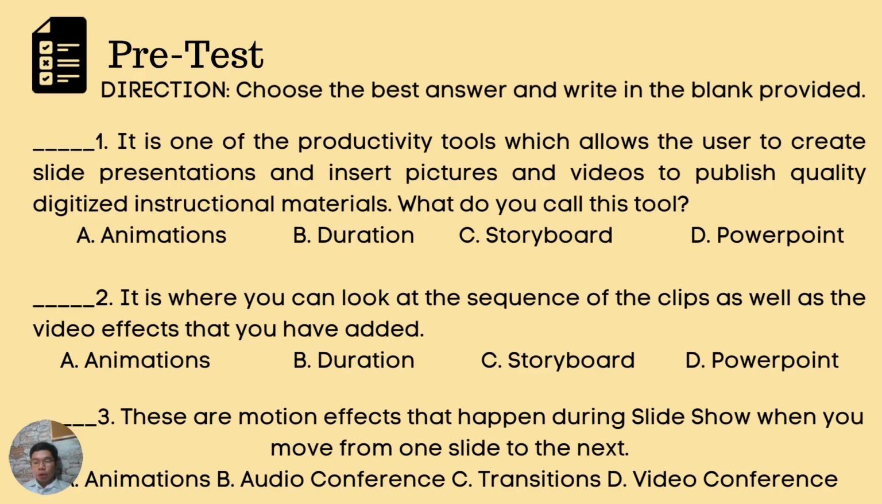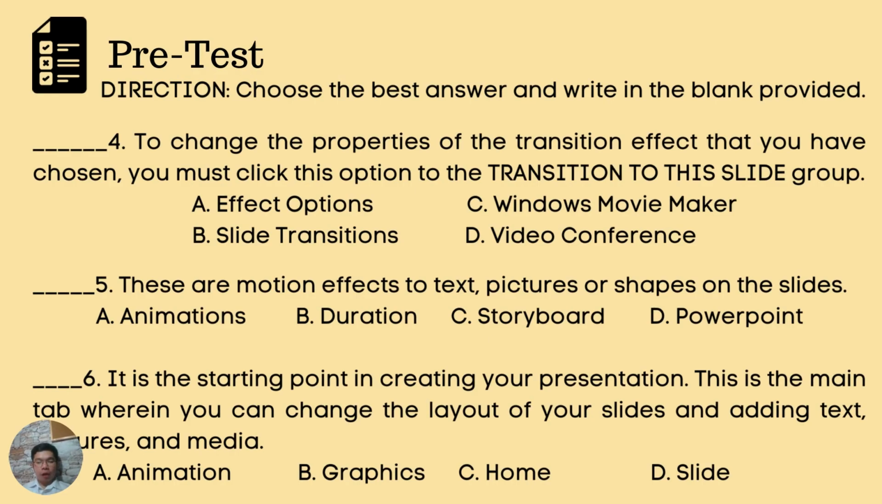3. These are motion effects that happen during slideshow when you move from one slide to the next. A. Animations. B. Audio conference. C. Transitions. D. Video conference. Number 4. To change the properties of the transition effect that you have chosen, you must click this option to the transitions to this slide group. A. Effect options. B. Slide transitions. C. Windows Movie Maker. D. Video conference.